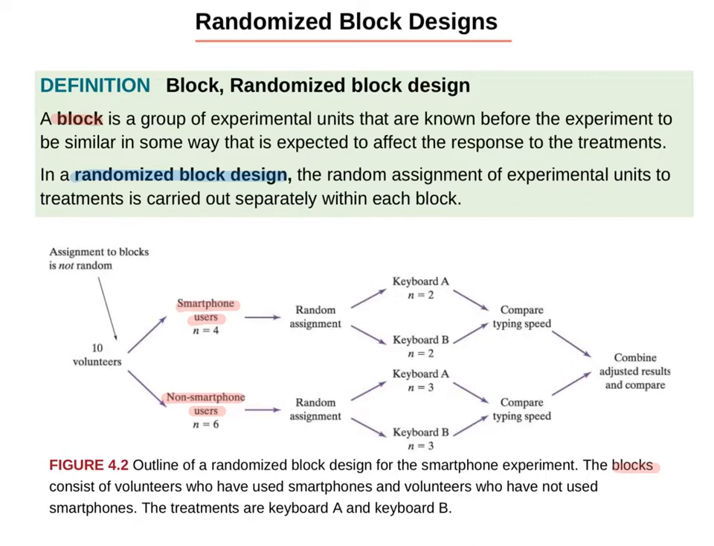And then we can compare typing speed for them, and then we'll do the same with non-smartphone users. So we split those 6 into 3 and 3. 3 goes to keyboard A, 3 uses keyboard B, we compare the typing speeds, and then we take all of those results, we combine and adjust for whatever it is that we need to adjust for, probably typing speed here, and we compare our data.